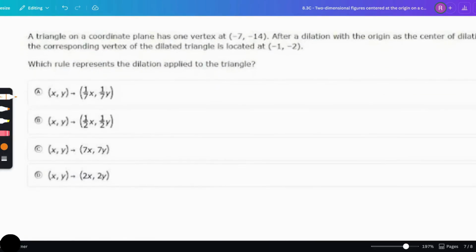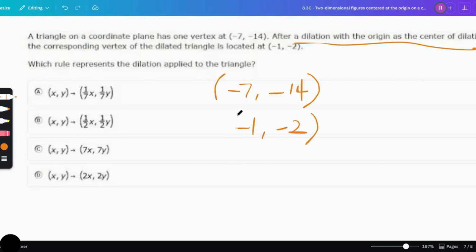And to the next one, a triangle on a coordinate plane has one vertex at -7, -14. After a dilation with the origin as the center of dilation, the corresponding vertex of the dilated triangle is located at -1, -2. You can see that this one reduced. So that means we dilated by something that is less than 1, because 7 is greater than 1. For it to reduce, what we dilated by has to be less than 1.